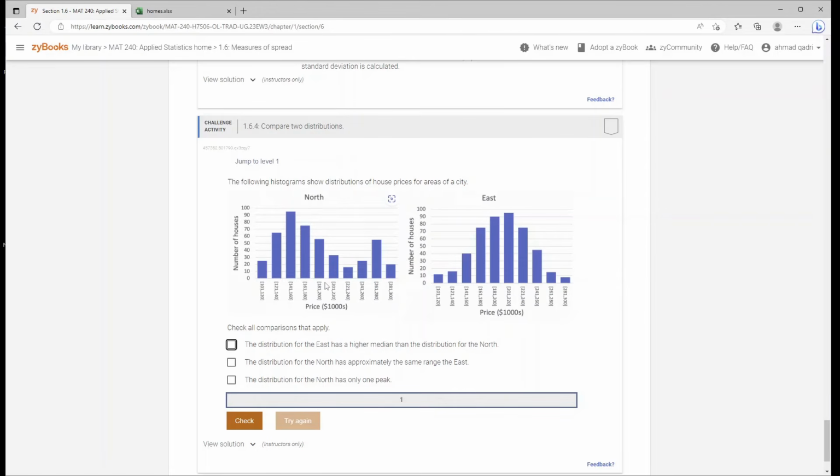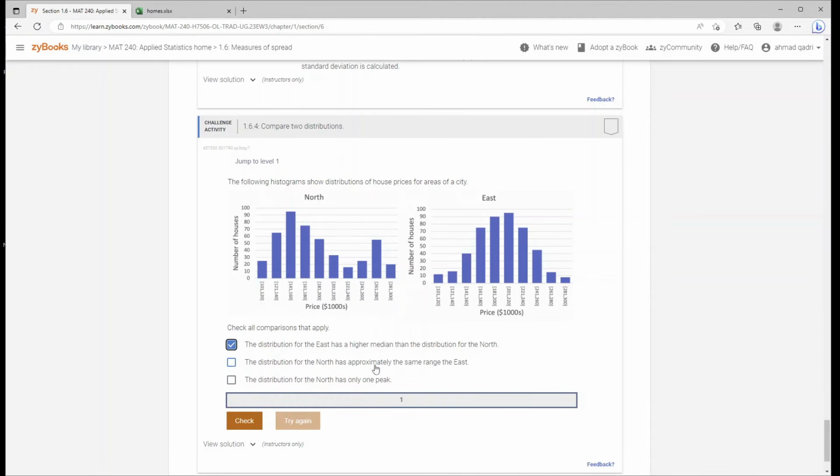But if you look at the distribution for the north, and you look at 200,000 here, you can clearly see that at this point you have a bigger half of the distribution on the left side and a smaller half on the right side. So the median here is actually not 200,000. It would be slightly less than 200,000, so that the 2 halves would then be equal, the one on the left and the right. So east definitely seems to have a higher median. So I would check mark this.